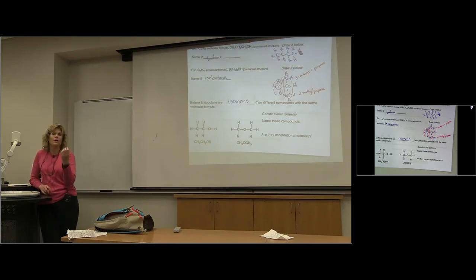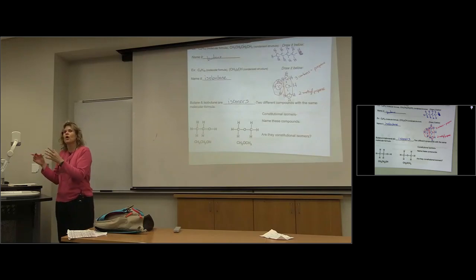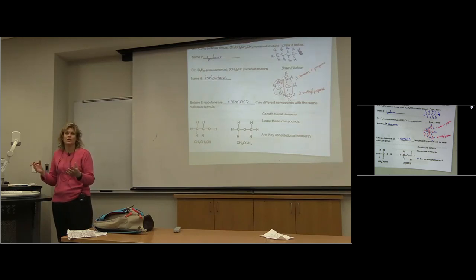Isotopes were atoms of the same element with different masses. So they were the same but different. And that's weird, but that's what they are. Isomers are the same molecular formula. That means the same number of elements, the same type of element, but they're arranged differently, which means they're a totally different compound.